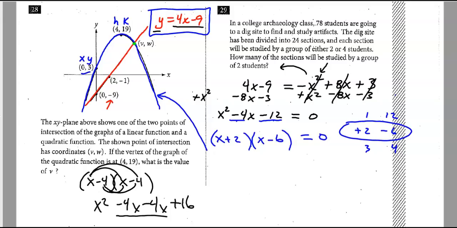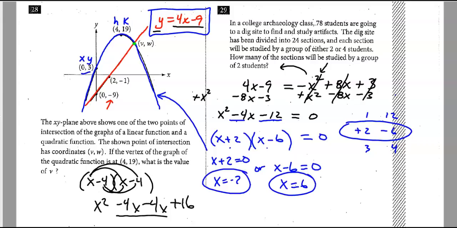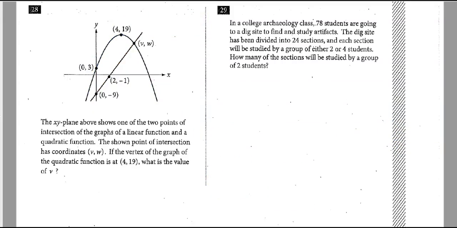Now I use what's called the zero product property. If something times something equals 0, either you're 0 or you're 0, and I solve them both. Well, x could be -2 or x could be equal to 6. And in this problem, we know our solution is over here where x is positive, so I also get x equals 6. That's a bear. That's a rough problem.